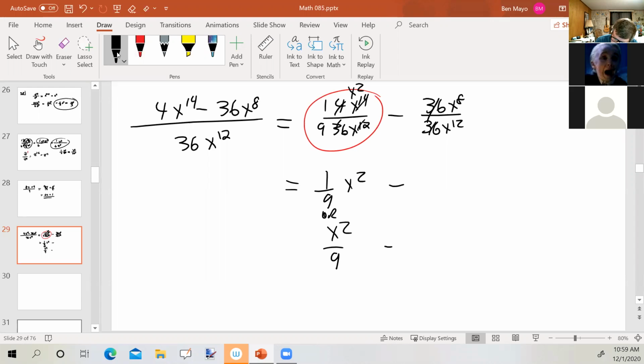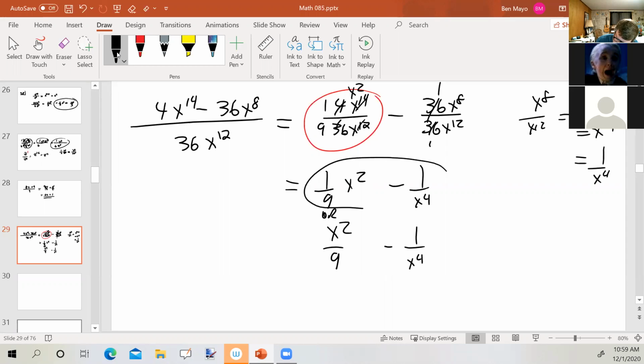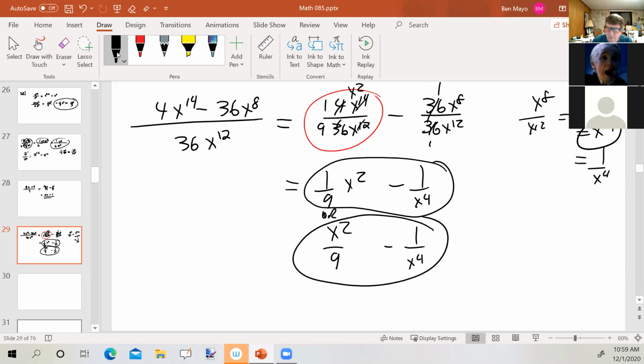minus the 36's reduce out, but x to the 8th over x to the 12th would be x to the 8 minus 12, which is x to the negative 4, or 1 over x to the 4th. So you could write it like that or like that. You don't want to leave it with a negative exponent unless it says to.